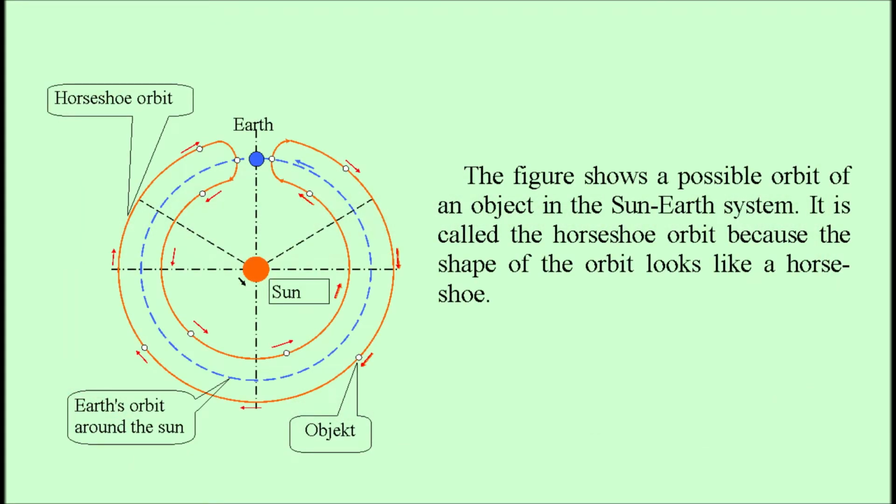The figure shows a possible orbit of an object in the Sun-Earth system. It is called the horseshoe orbit because the shape of the orbit looks like a horseshoe.